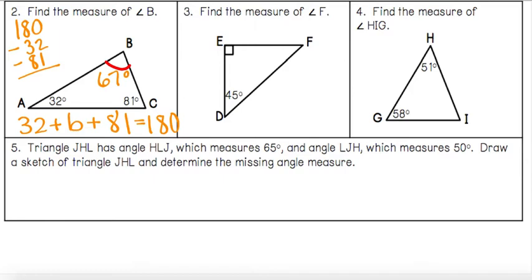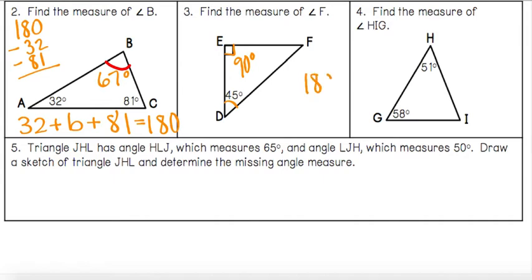Okay, number 3 says find the measure of angle F. Again, we need to remember that E has that square around it, which indicates a 90-degree angle. We would call this a right triangle. And then you have a 45-degree angle. Some of you might realize that 45 is half of 90, right? And 90 is half of 180.